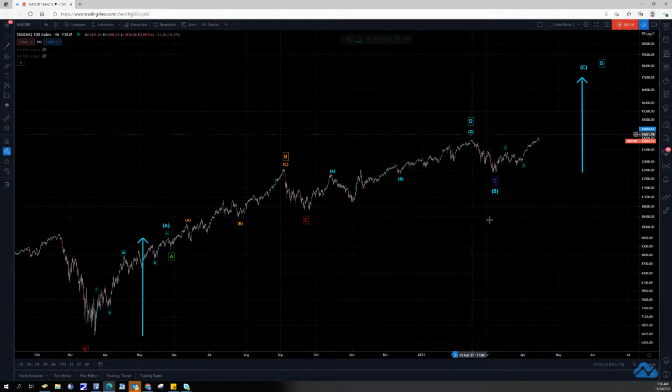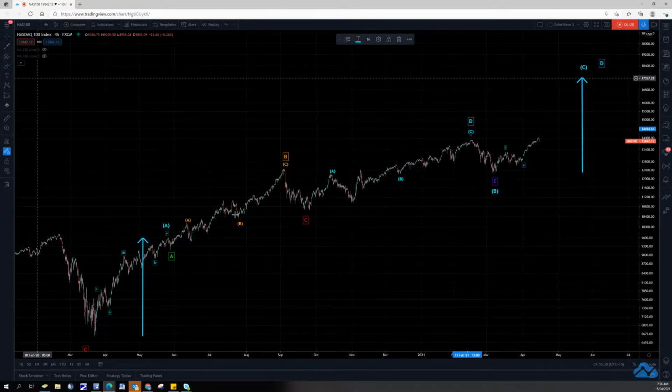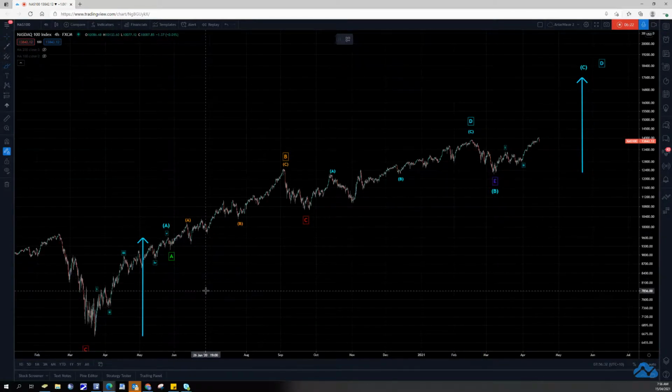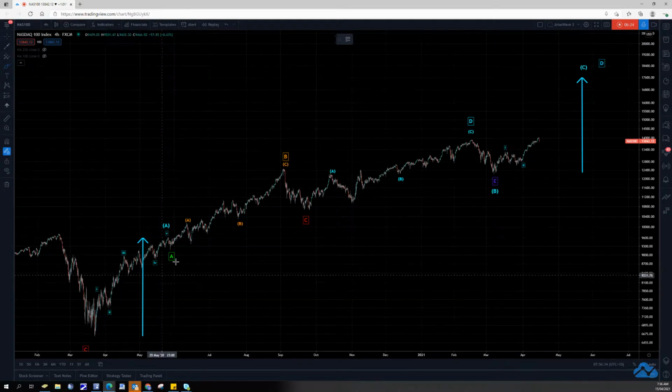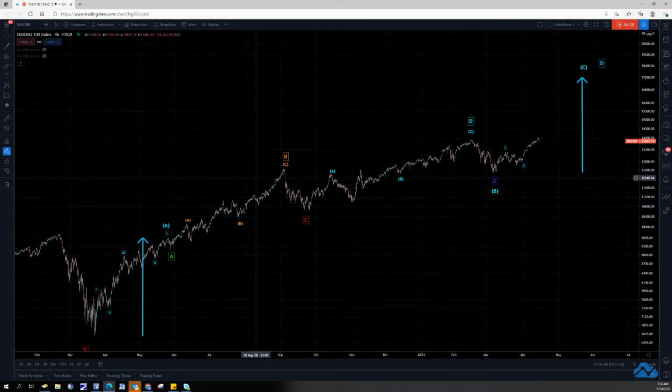However, this is a corrective pattern, as you can see. Wave 3 would never be this choppy in the middle. In fact, it would be sharper. If this was a wave 3, you would have seen something go a lot higher, a lot quicker from this area. But this is not a wave 3.